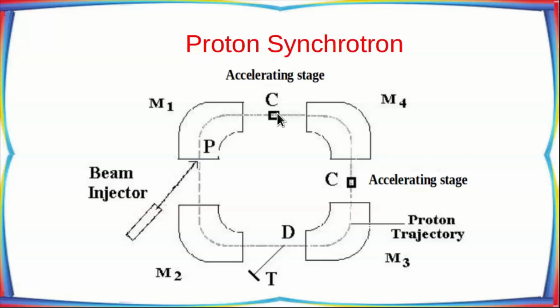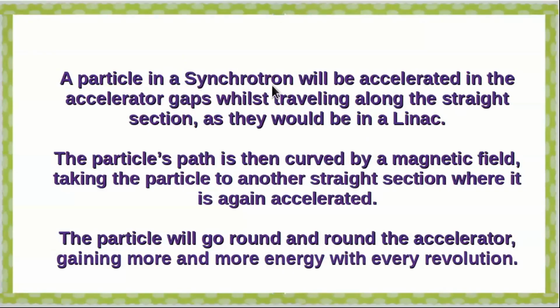Then their energy is increased, they enter the magnetic field in M4, they get again deviated through 90 degrees and then enter another accelerating stage, and so on. And finally they will be deflected at the point D and they hit the target. A particle in a synchrotron will be accelerated in the accelerator gaps while traveling along the straight section as they would be in a linac.